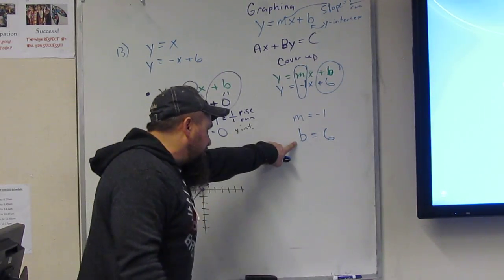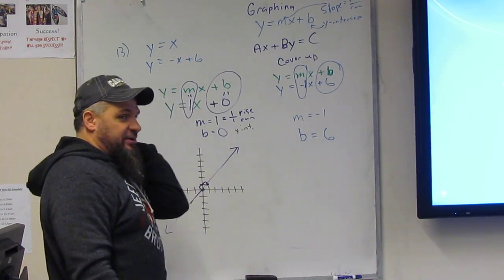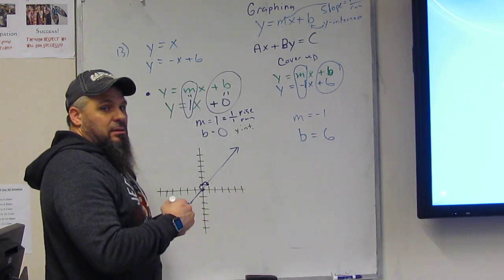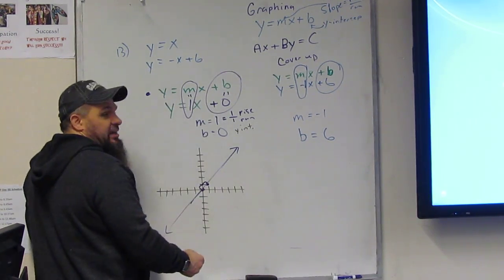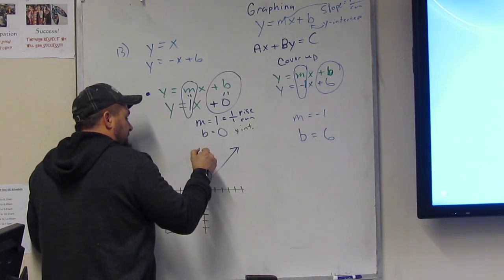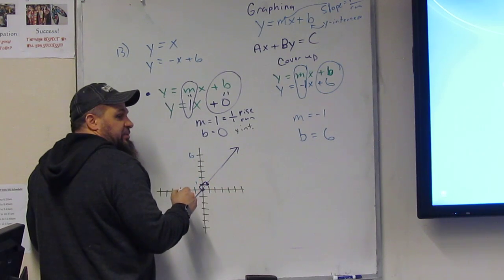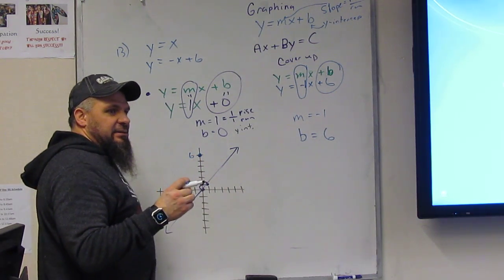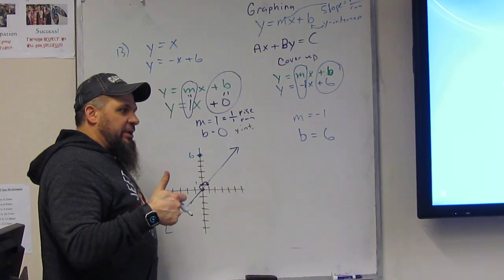Alright, and this is our starting point. So where is 6 on the graph? Where's 6? On the y-intercept, right? So 1, 2, 3, 4, 5, 6, right? So that's 6, that's 1. So 6 is right here. Does everybody see that? We good?